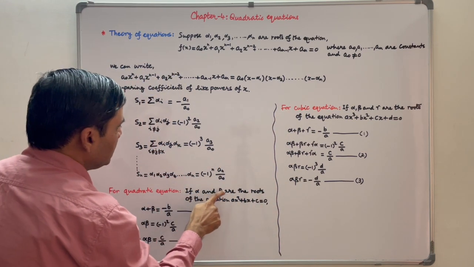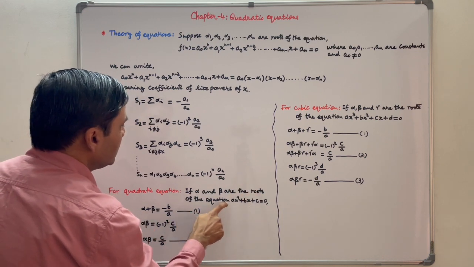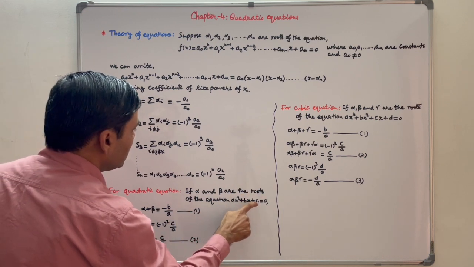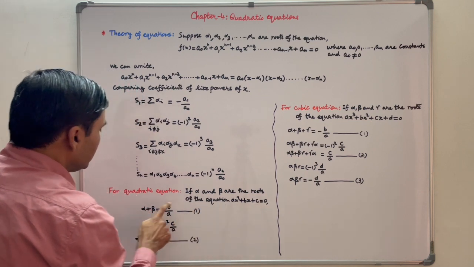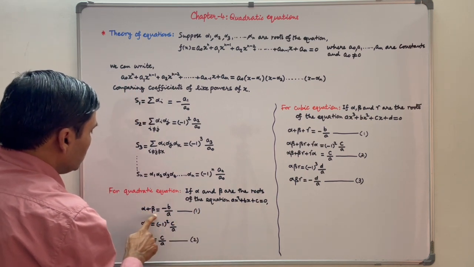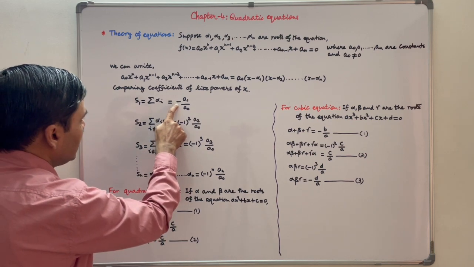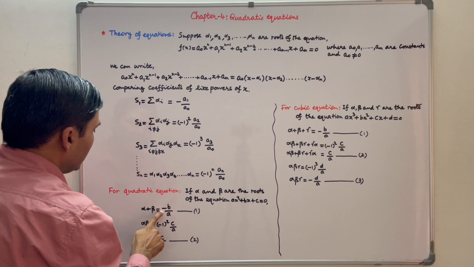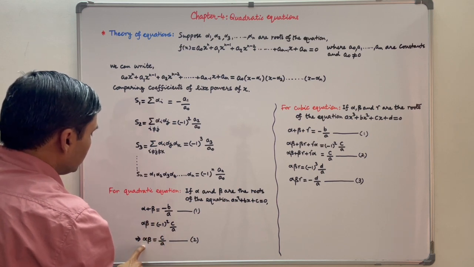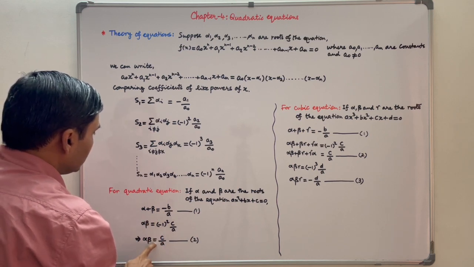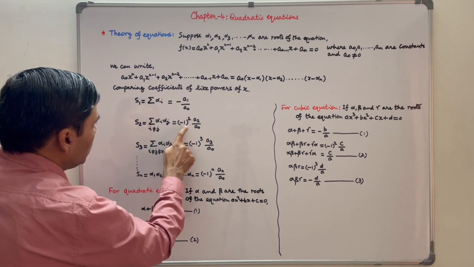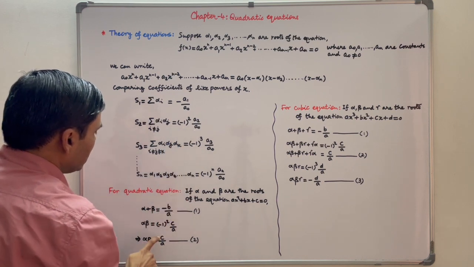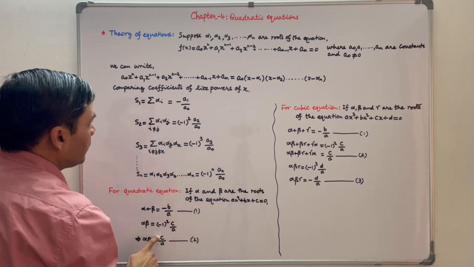Suppose alpha and beta are roots of the equation ax square plus bx plus c is equal to 0. Then alpha plus beta is equal to sum of the roots taken one at a time, and that is equal to minus a1 by a0, and that is equal to minus b by a. Alpha beta is sum of the roots taken two at a time, and that is equal to minus 1 to power 2 a2 upon a0, and that is equal to c upon a.